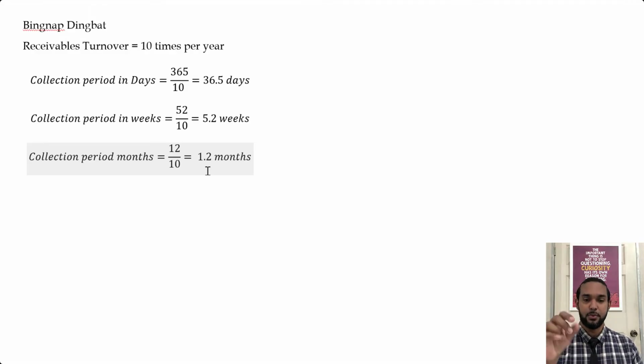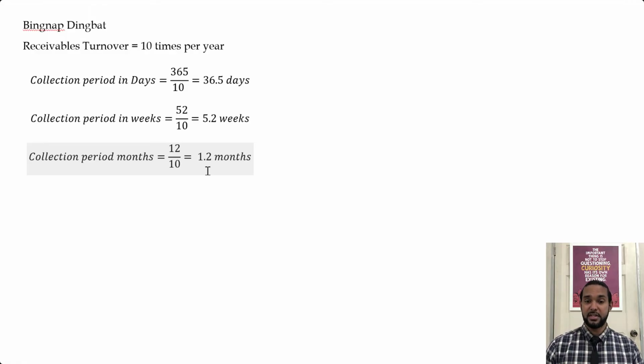Now, you may be asking, which of these do you use and when? The question will tell you. If they want the debtors collection period, they should specify whether they want it in days, weeks, or months. If they don't, you could choose whichever one. I don't know that there is a convention. I would probably go with days, to be honest. I think days are the easiest one to use. But again, that's a matter of opinion.